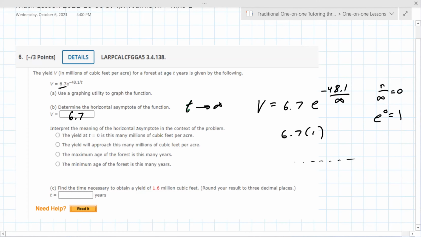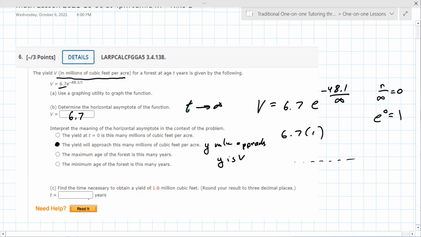Interpret the meaning of the horizontal asymptote in the context of the problem. So the yield, I believe it's this one. It's usually to give you the answer and then try to figure out why it's correct. The yield will approach this many millions of cubic feet per acre. It's the y value that it approaches. In this case, the y is V, and V is in millions of cubic feet per acre. It does it at infinite years, but that's not what's going on here.